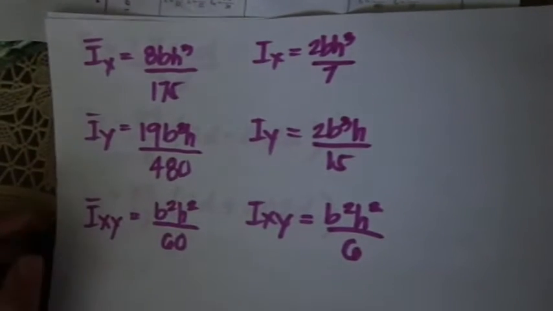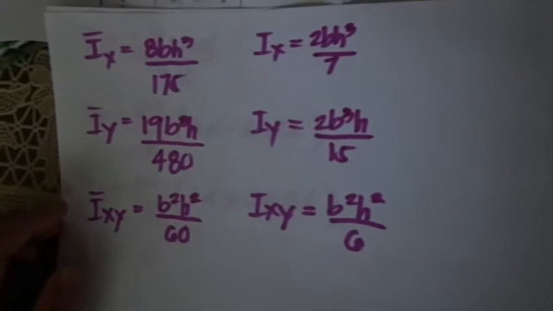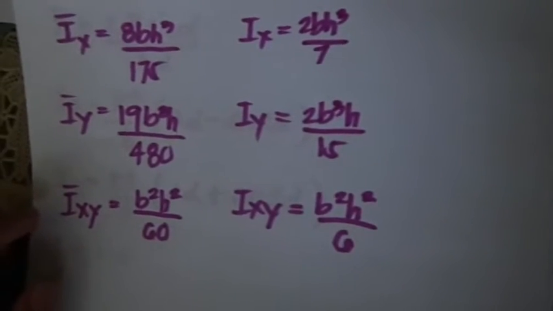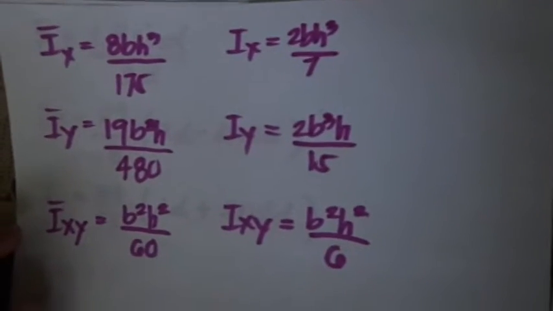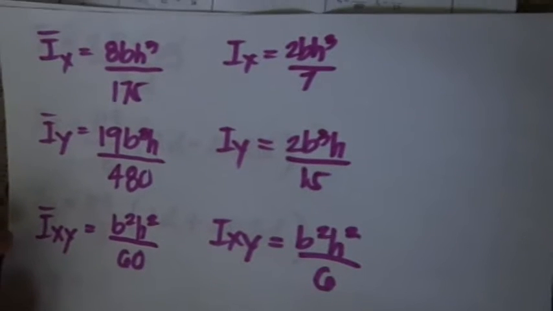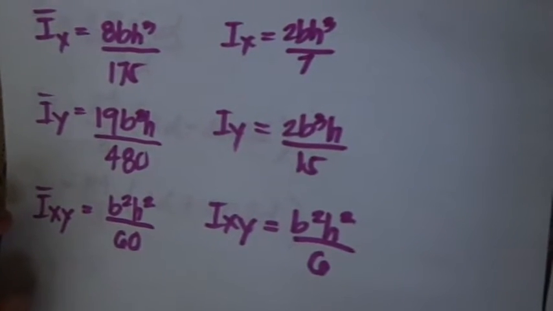Ix bar is equal to 8bh cubed over 175. Iy bar is equal to 19b cubed h over 480. Ixy bar is equal to b squared h squared over 60. Ix is equal to 2bh cubed over 7. Iy is equal to 2b cubed h over 15. And Ixy is equal to b squared h squared over 6.